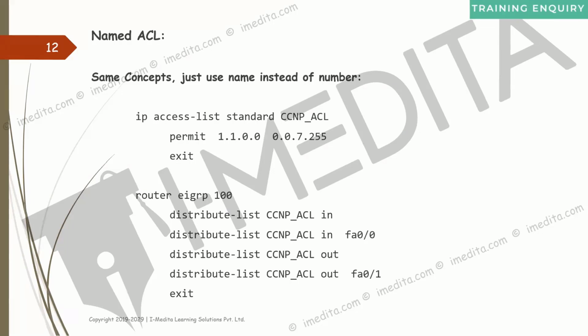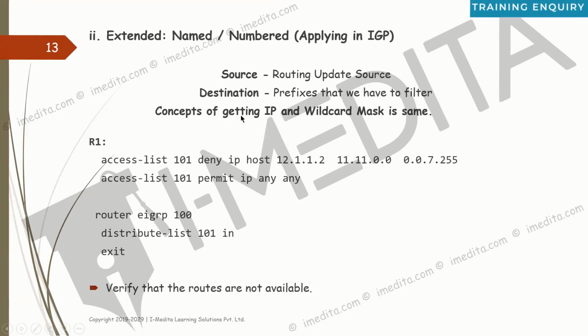in interior gateway protocols. Any doubts if you have, you let me know. Now, same can be done with the help of extended access control list. However, the extended access control list can match based on two things. In the extended ACL, we have to specify source as well as the destination.